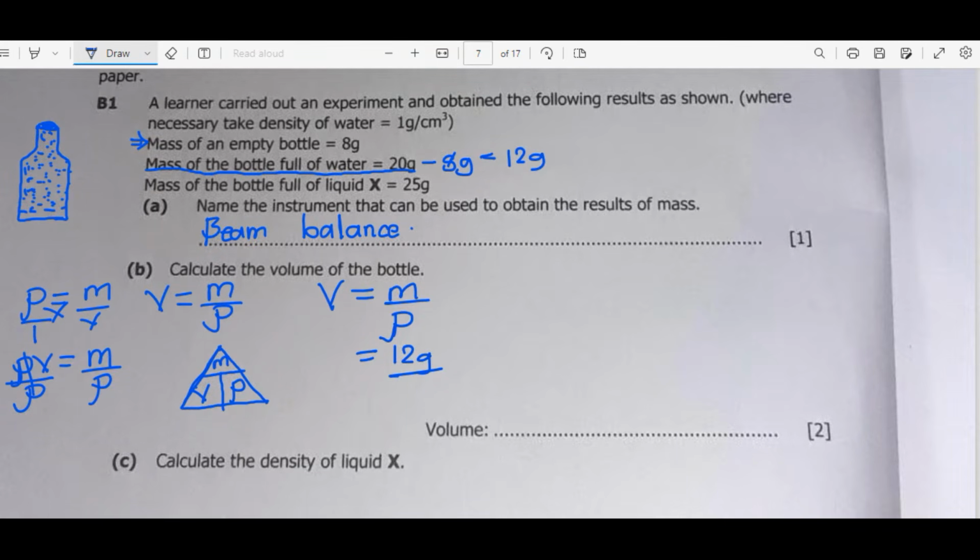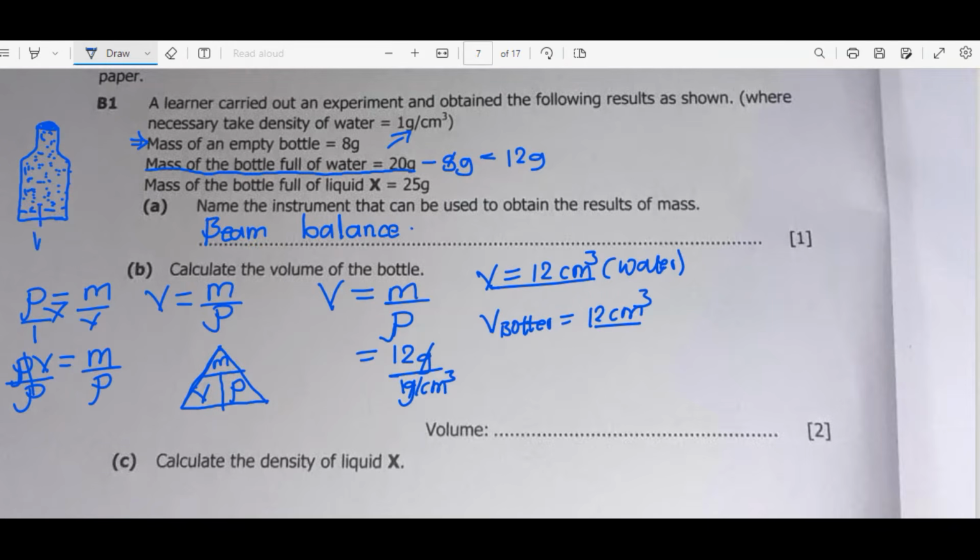What of the density? Density is given, it's 1 gram per cubic centimeter. So we can cancel this, which is our volume of water is equal to 12 cubic centimeters. Remember, this is the volume of water. So the volume of water is equal to the volume of the bottle, because this water occupied the space found in the bottle. So we'll say 12 cubic centimeters.